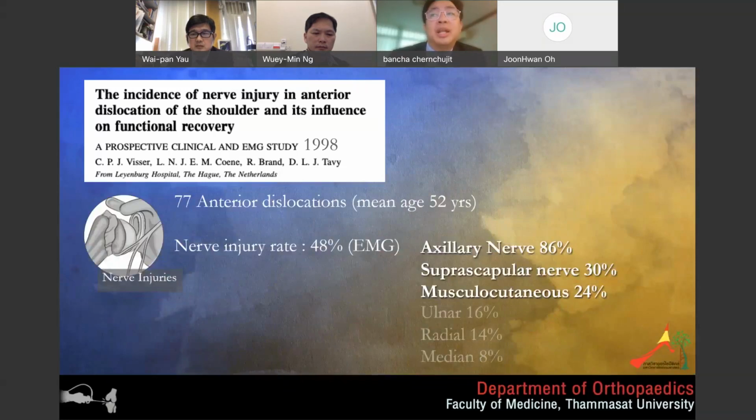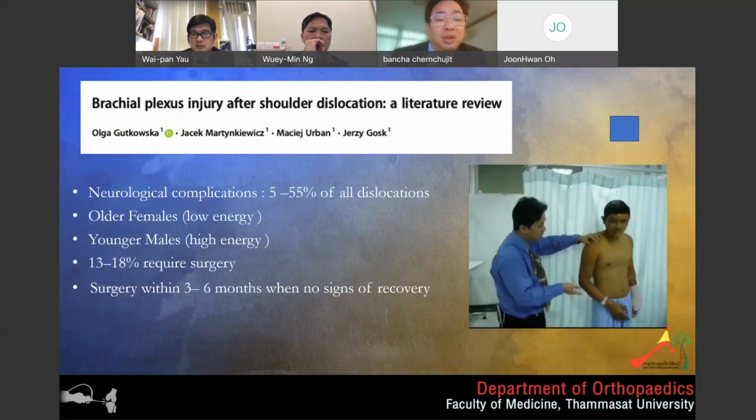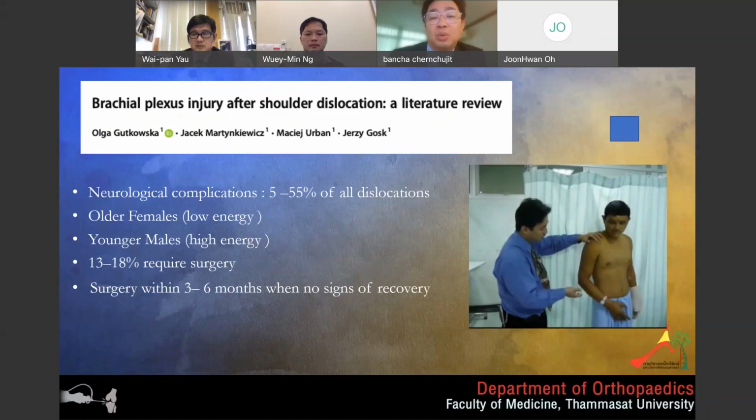So this is the incidence of nerve injury in shoulder dislocation. Axillary nerve is most common, 86%, suprascapular nerve 30%, and musculocutaneous nerve about 24%. So this nerve complication is about 5 to 55% in all dislocations. Even low energy trauma can create a brachial plexus injury in the elderly. 13 to 80% require surgery if there's no sign of recovery within 3 to 6 months.